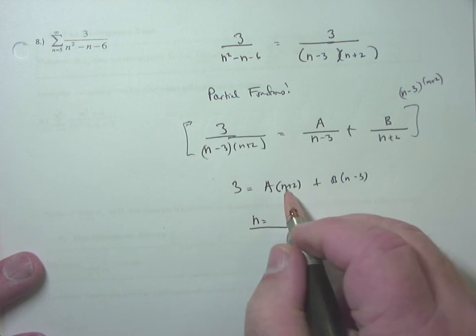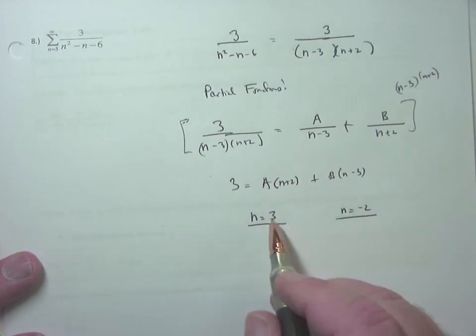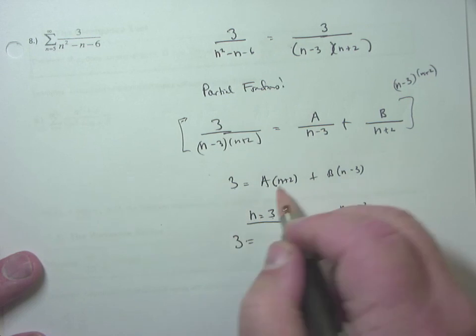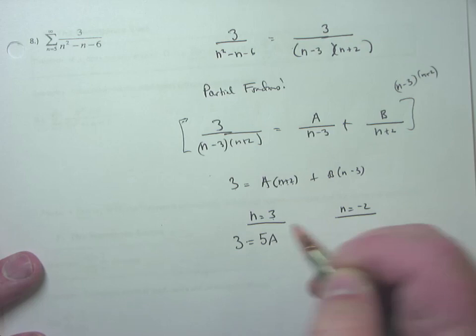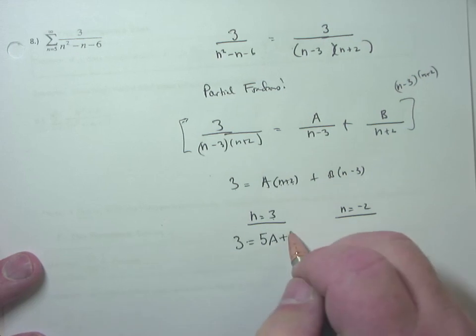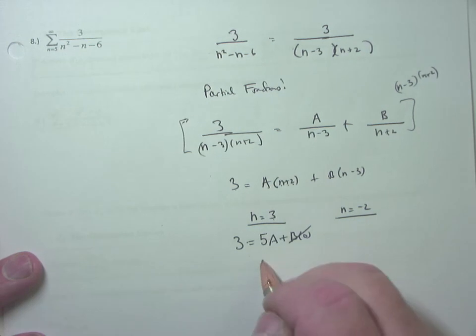I'm going to pick negative 2 and positive 3. So 3 and negative 2. When I plug in 3, this 3 stays the same. 3 plus 2 is 5, so I get 5A. Plus B, 3 minus 3 is 0, it annihilated the B. And solving for A, dividing by 5, A equals 3/5.